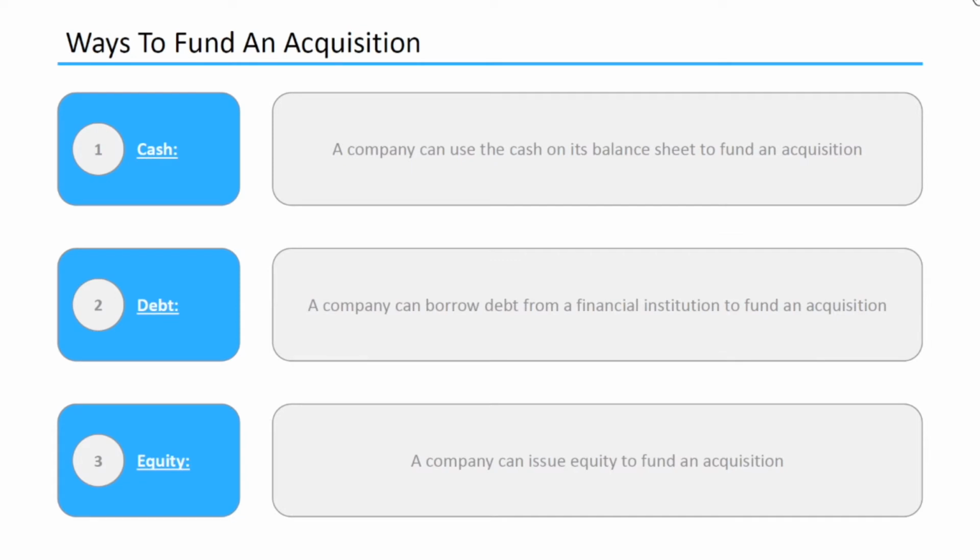The 3 different ways a company can fund an acquisition include using cash, using debt, and using equity. First, using cash. A company can use the cash that it has accumulated on its balance sheet to fund an acquisition. Second, using debt. A company can borrow money from a financial institution to fund an acquisition. And finally, using equity. A company can issue additional equity to fund an acquisition.